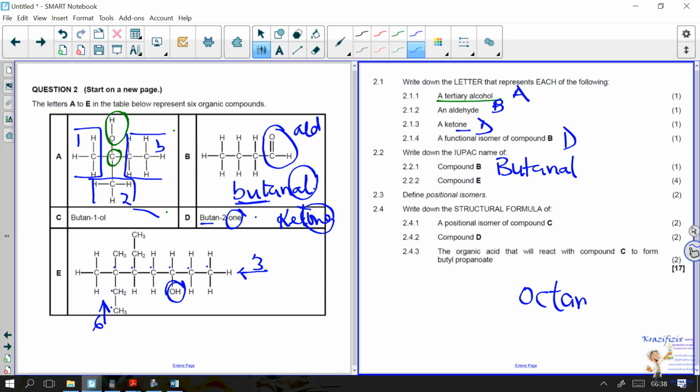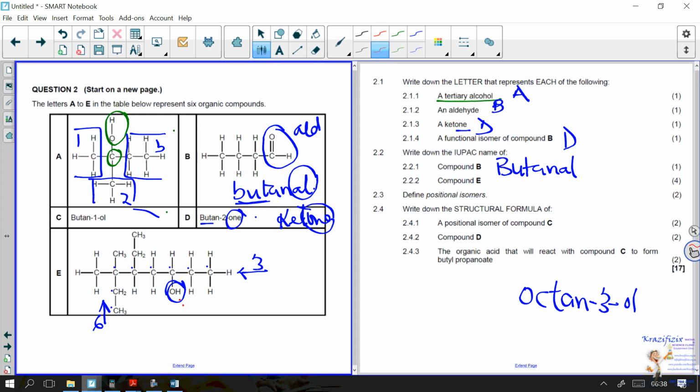So it's octane-3-ol. Between a number and a letter we have a hyphen. All right, so let's go check something here. This is done. 1, 2, 3, 4, 5. Okay, look at 5. What do I have on 5? Carbon 5 has an ethyl group. So ethyl is on carbon number 5.